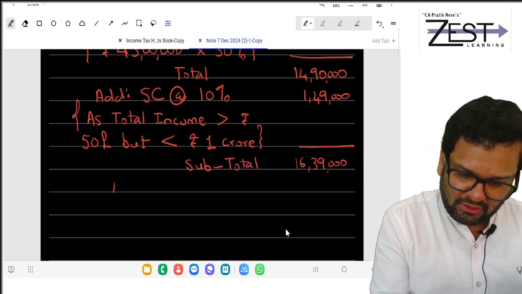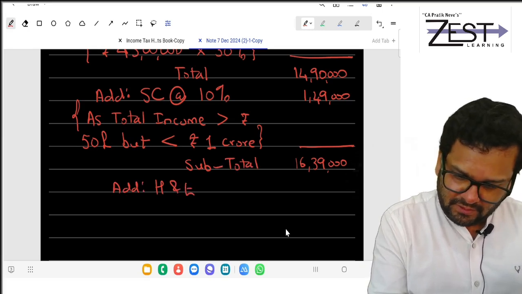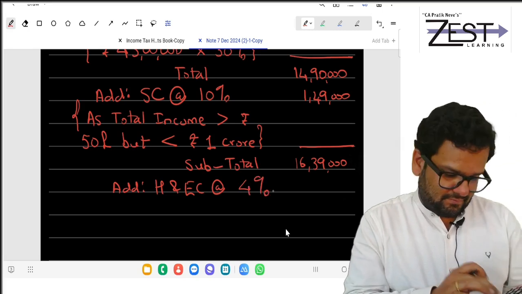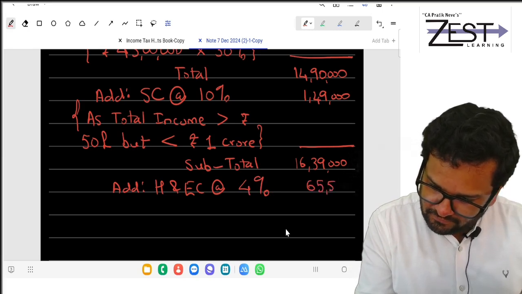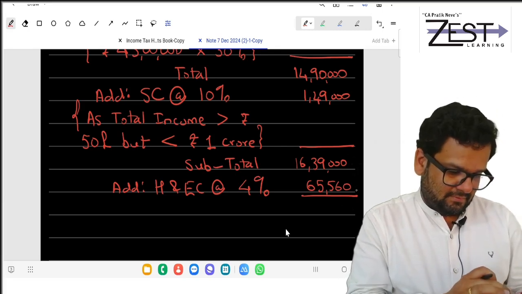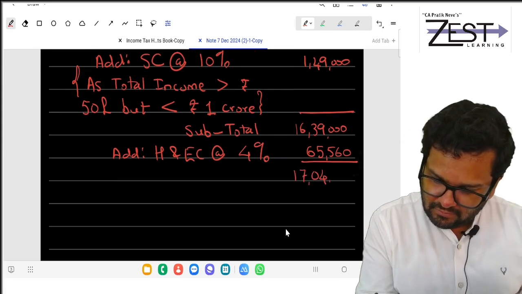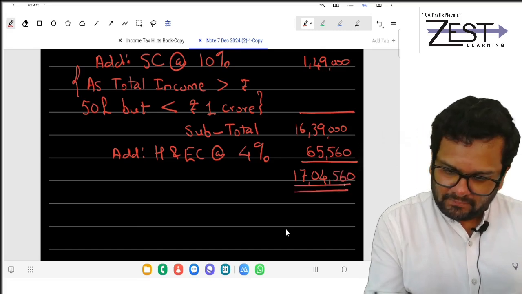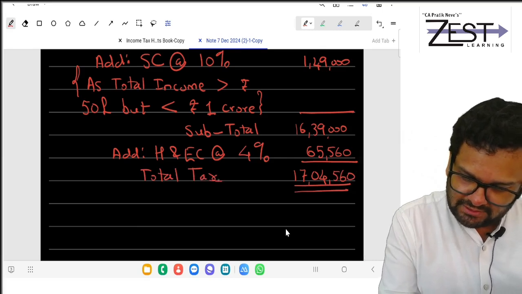On the subtotal, you calculate health and education cess at 4%: 65,560. So 17 lakh 4,560. This is, friends, your total tax.